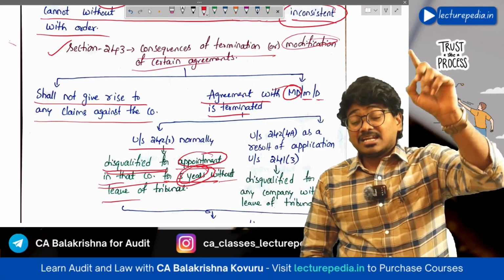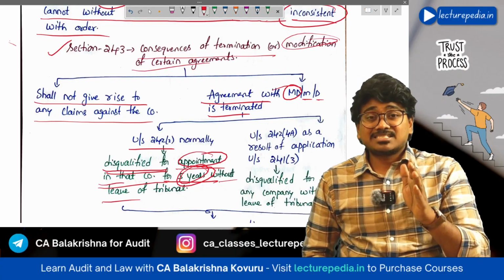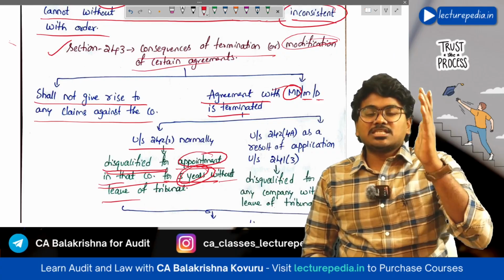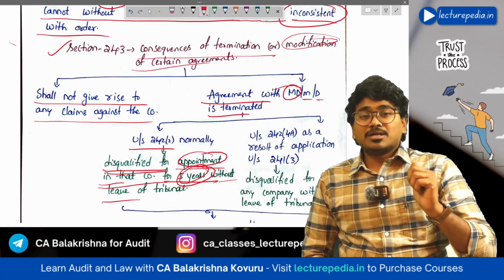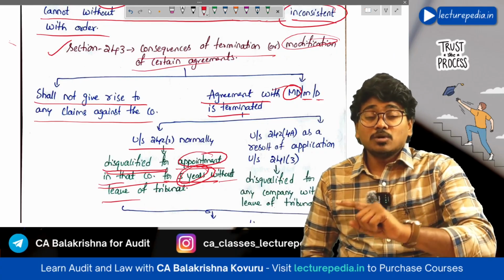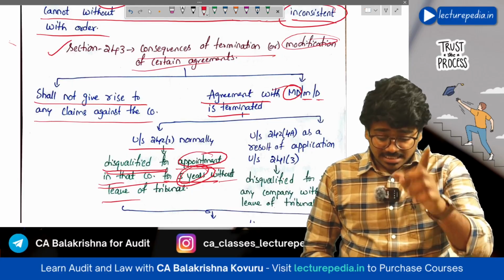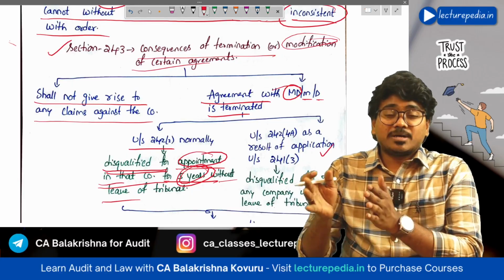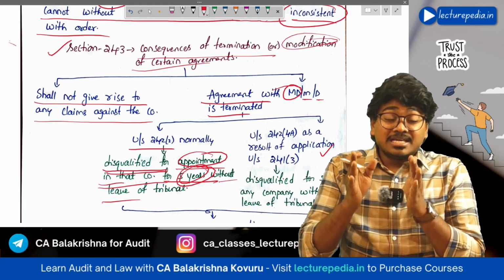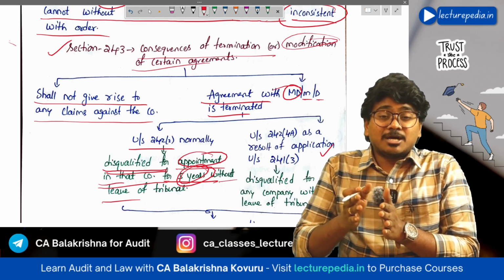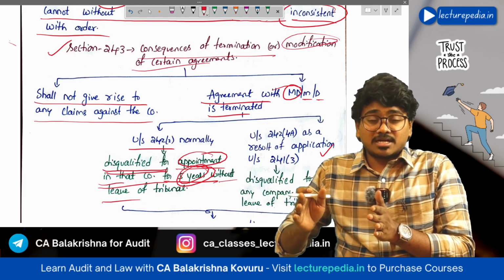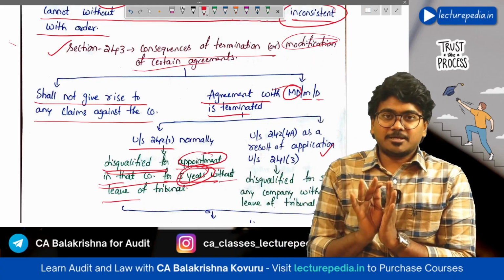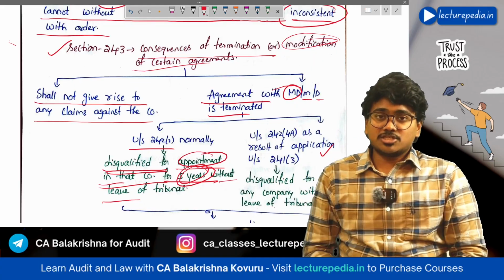If the central government has filed the application and as a consequence of such application, the tribunal has passed an order to terminate the managing director, in such a situation, that respective person who has been terminated is disqualified from being appointed as managing director or whole time director in any other company. Okay, that is the difference between these 2 points.